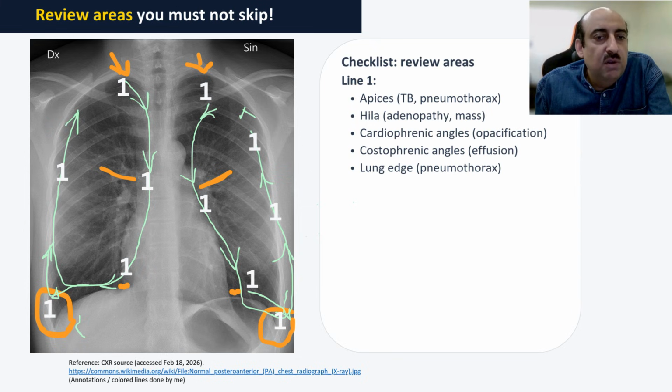Follow it along the diaphragm to the costophrenic angle. In that area, you might have a subtle pleural effusion. Then the last line, sweeping up, is the lung edge. So look for a subtle pneumothorax at the periphery.